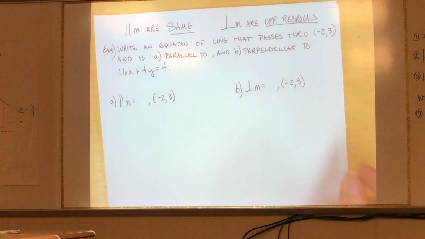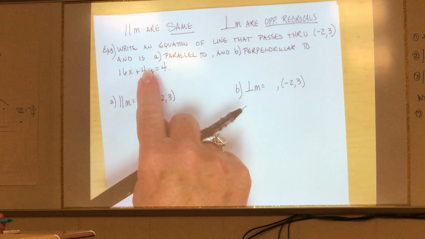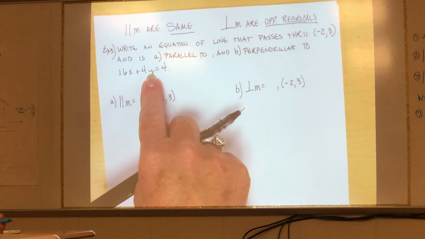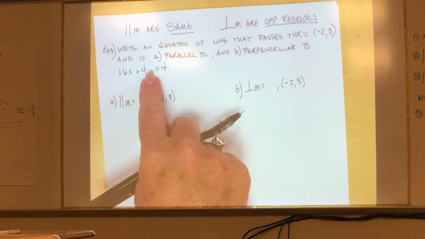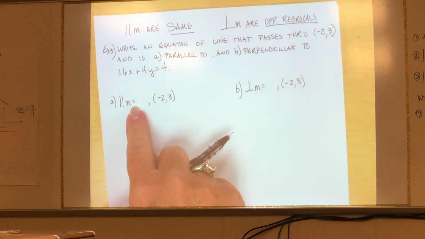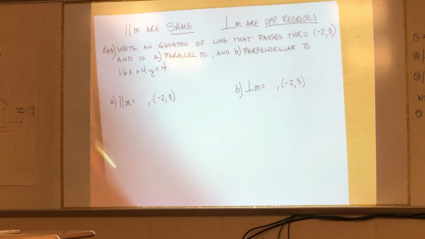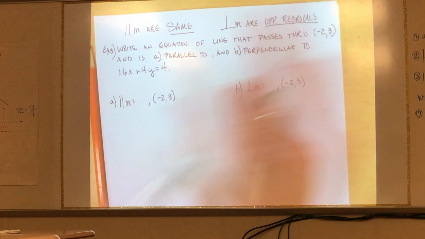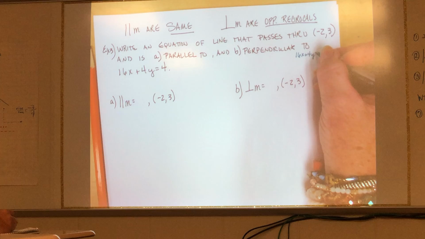All right, so I want him to be parallel or perpendicular to this line right here. What do I need to know about this line? What's his slope, right? If you know his slope, can you find a parallel slope? Yeah. Can you find a perpendicular slope? Yes. Oh, we'll be home free. Okay, so let's go over here and let's write this equation down. 16x plus 4y equals 4.